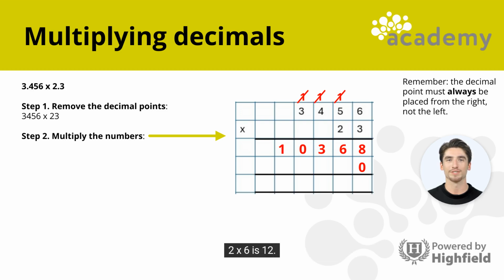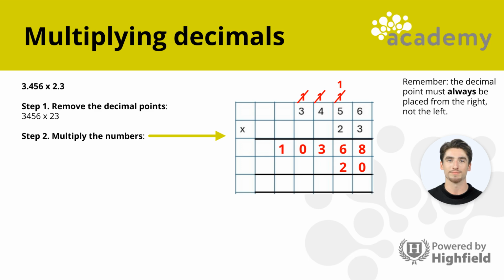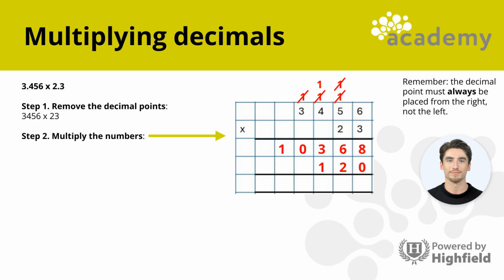2 multiplied by 6 is 12. Place the 2 in the answer box and exchange the 1 so it is above the 5. 5 multiplied by 2 is 10, plus the 1 makes 11. Place the 1 in the answer box and exchange the other one so it is above the 4. 4 multiplied by 2 is 8, plus the 1 makes 9. Write this in the answer box. 3 multiplied by 2 is 6. Write this in the answer box.